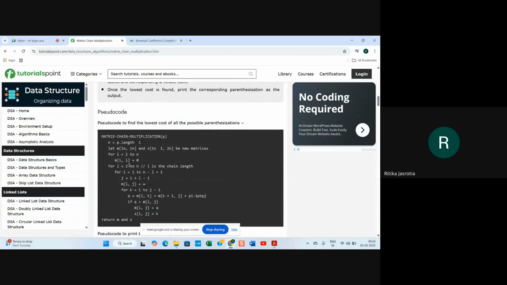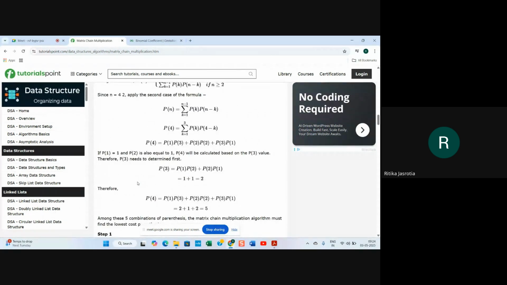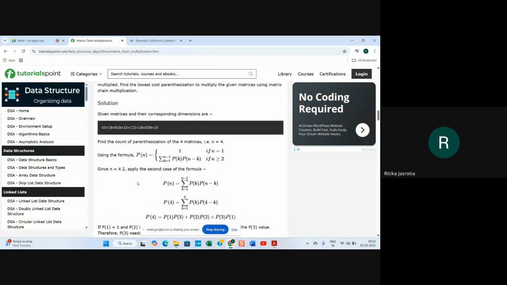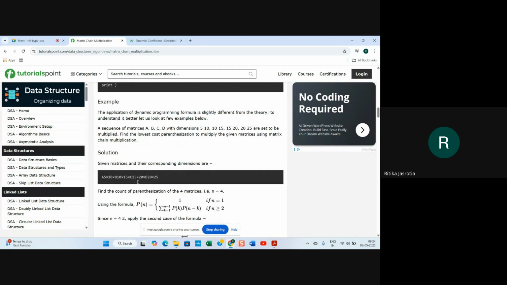So they've given the pseudocode. We'll come to the pseudocode later. First, we'll find out how we are calculating that according to the matrix multiplication algorithm. The application of the dynamic programming formula is slightly different from the theory. To understand it better, let us look at the example.